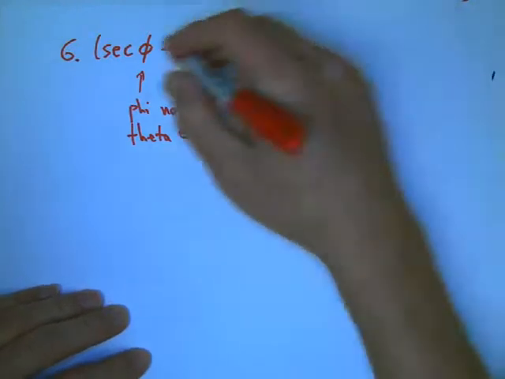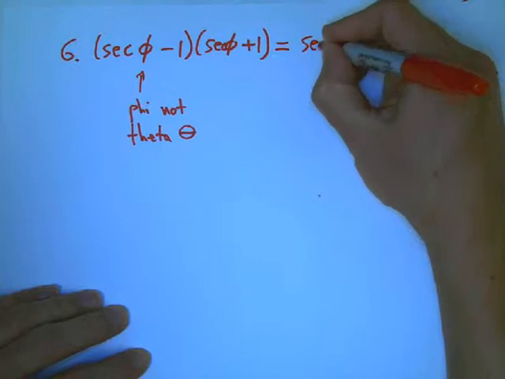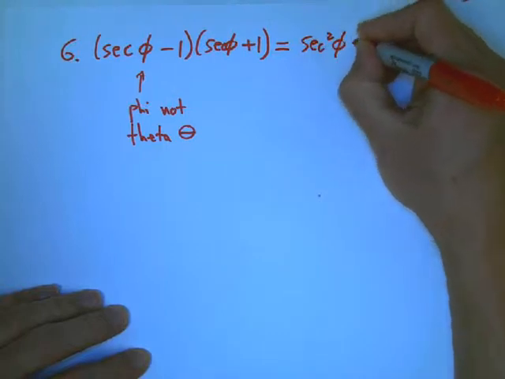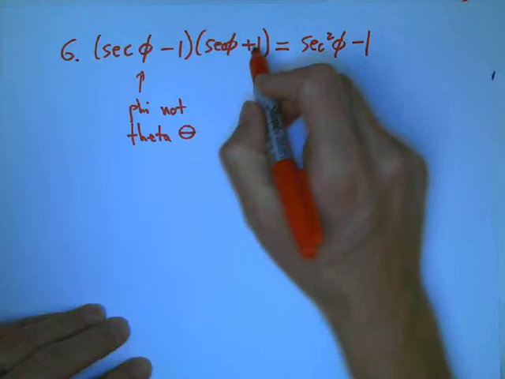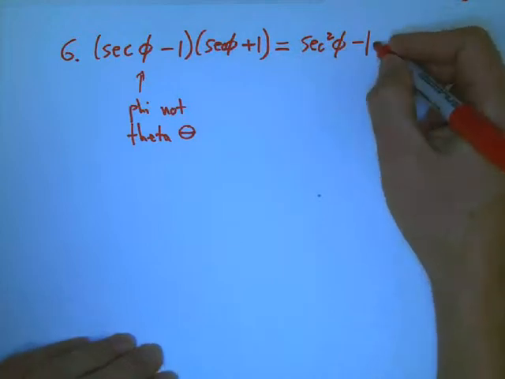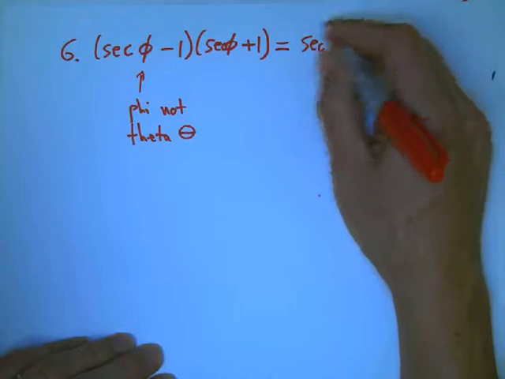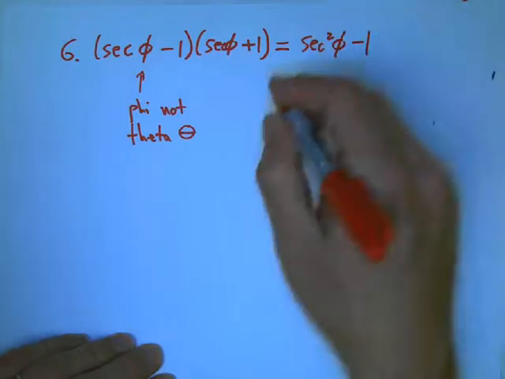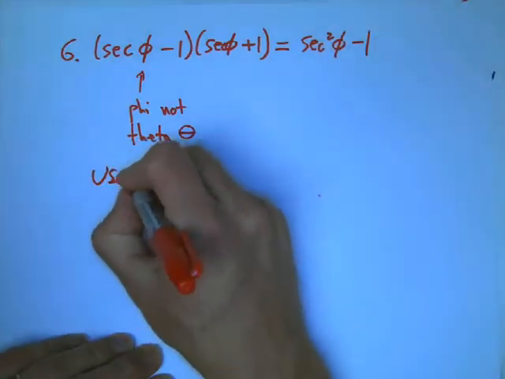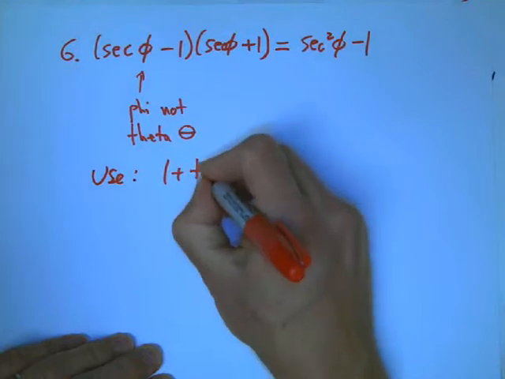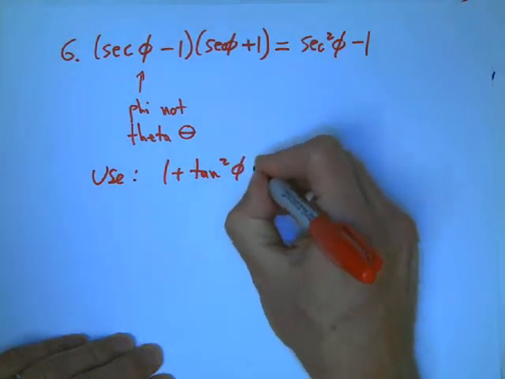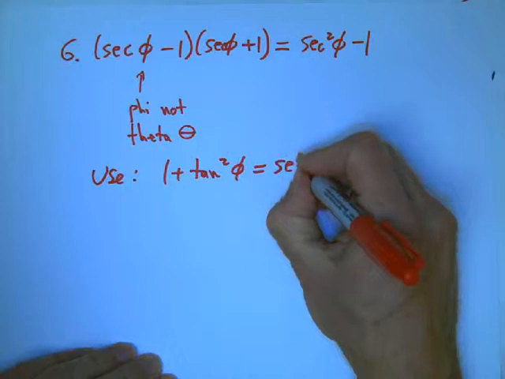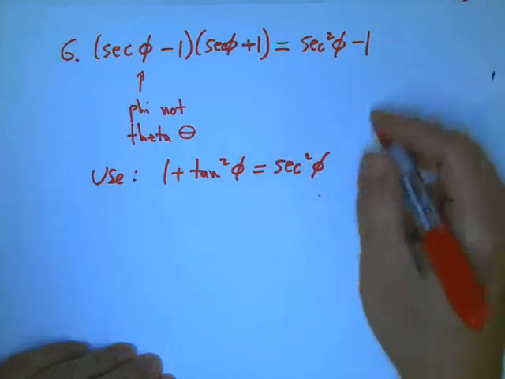So let's just multiply that out. It's the difference of squares. So a minus b times a plus b is a squared minus b squared. So it's secant squared phi minus 1. And as soon as you see that secant squared, we want to remember that we can use 1 plus tangent squared phi is equal to secant squared phi.